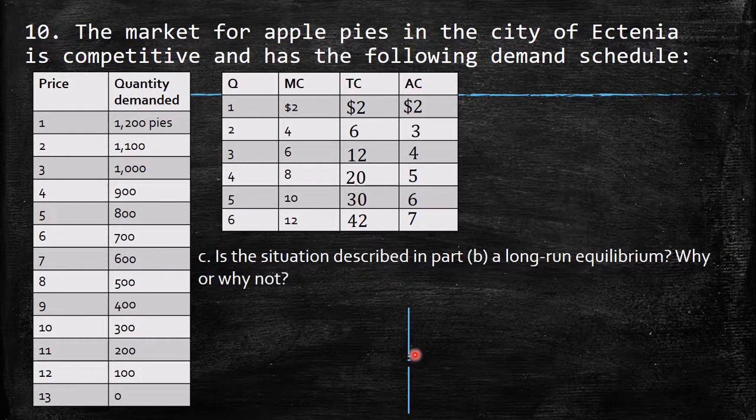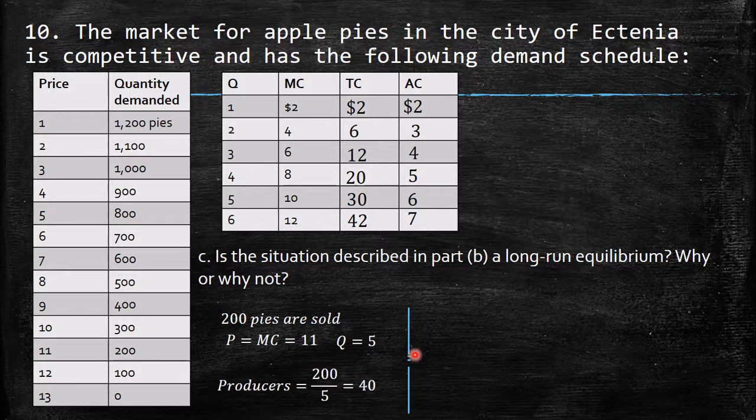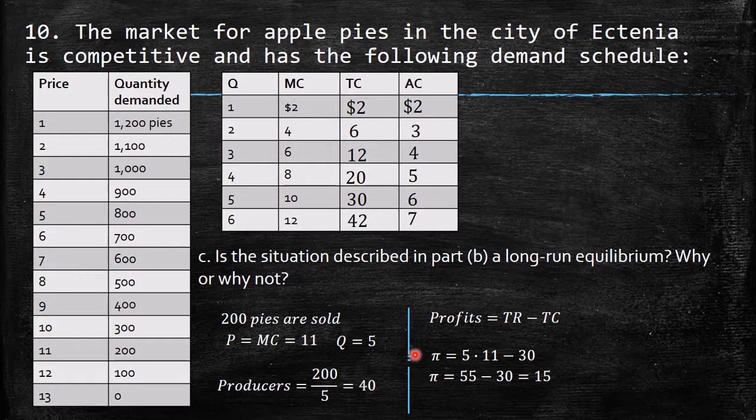Okay, great. Then in the situation described in part B, is the situation a long run equilibrium? Why or why not? Remember, when you have positive profits, this is not a long run equilibrium, because when the market shows positive profit, this is an incentive for other firms to enter the market, so they will enter until the profits are zero. At that point, definitely not.